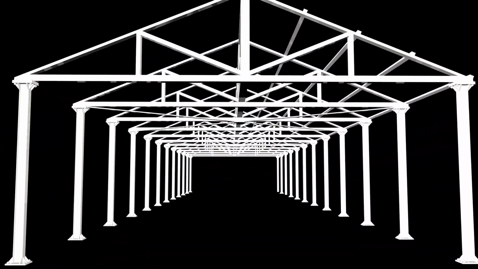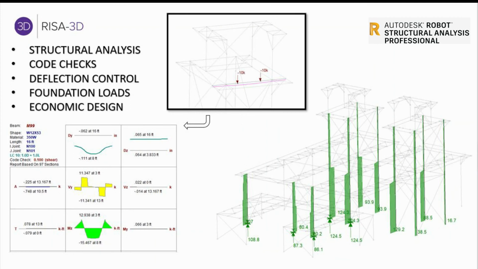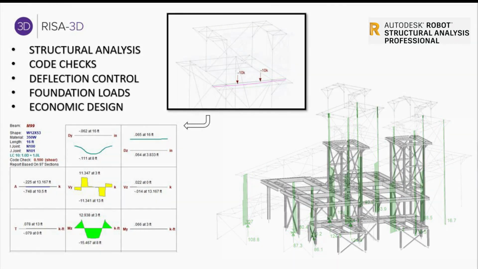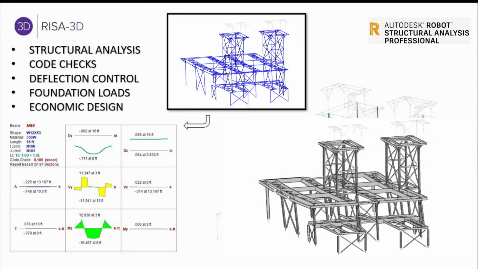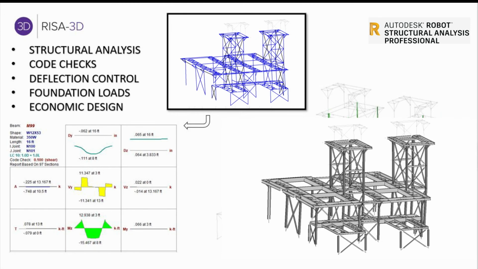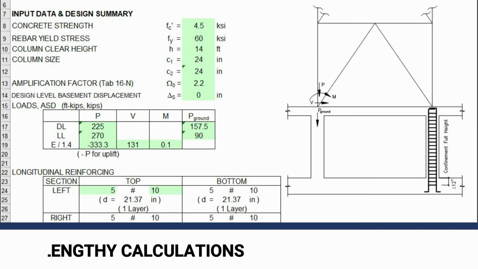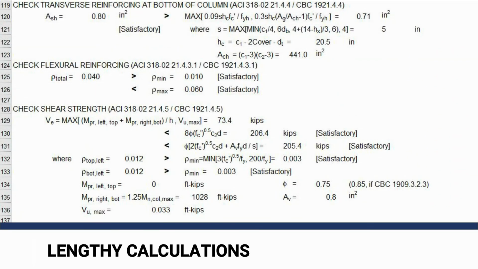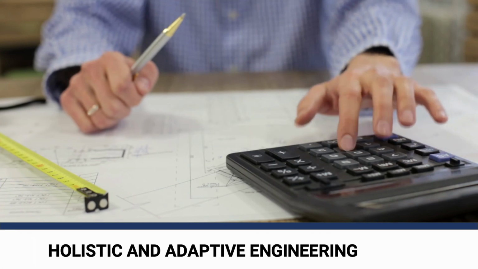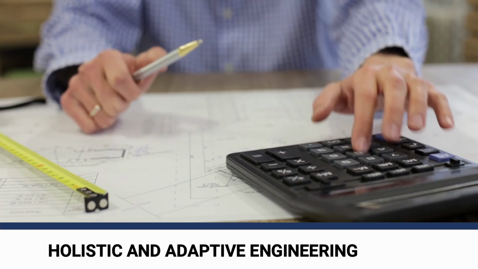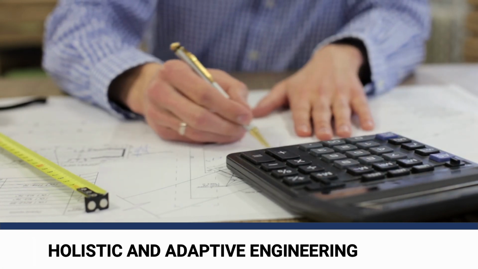Structural analysis programs, such as RISA 3D and Robot Structural Analysis, inspect the structures for weak points. Design corrections and optimizations are instantaneous. There is no need to redo complicated and lengthy calculations. Our engineering design process is not only holistic, but also adaptive to technical advancements.